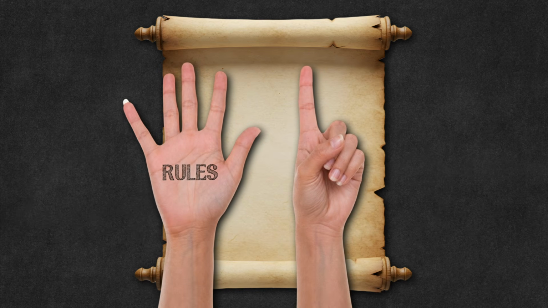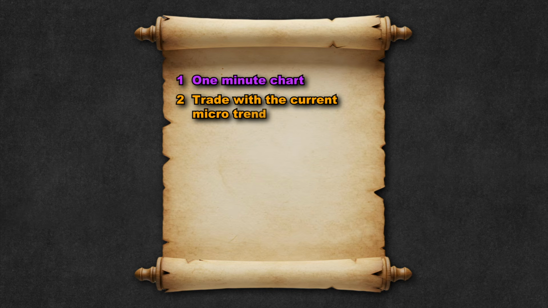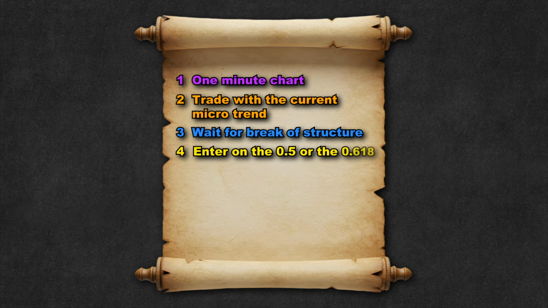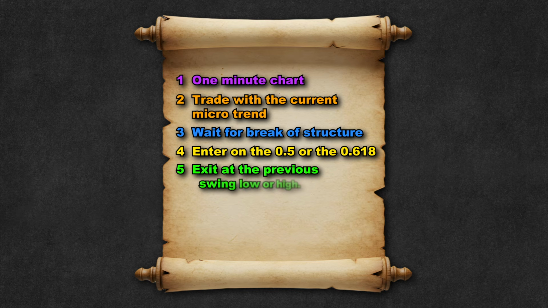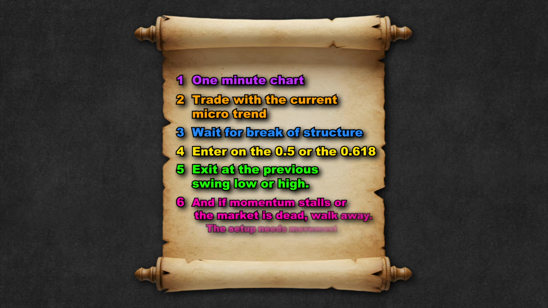Pause the video right here. 6 rules. Screenshot them. That's the entire setup. 1. 1 minute chart. 2. Trade with the current micro trend. 3. Wait for break of structure. 4. Enter on the 0.5 or the 0.618. 5. Enter at the previous swing low or high. 6. And if momentum stalls or the market is dead, walk away. The setup needs movement. Now here's the secret.